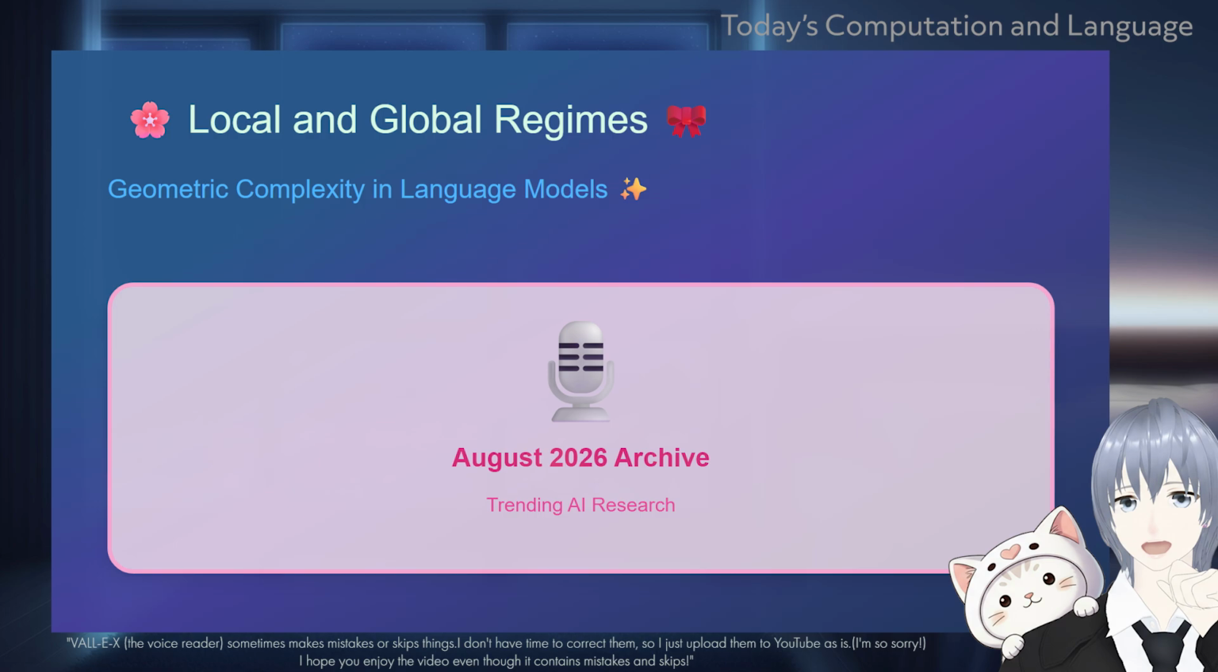Anyway, I am introducing the trending article from the archives today, and it is a really fascinating one. The title is Local and Global Regimes of Geometric Complexity in Language Model Representations.